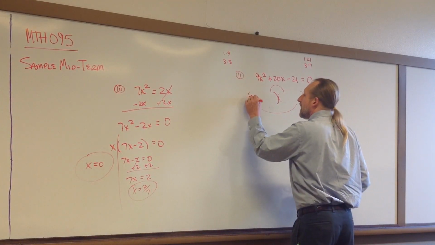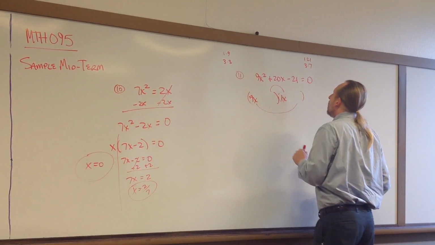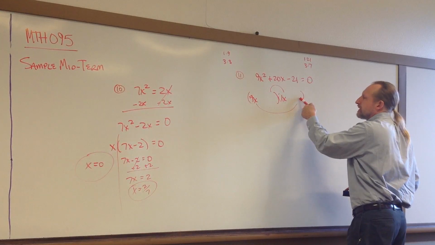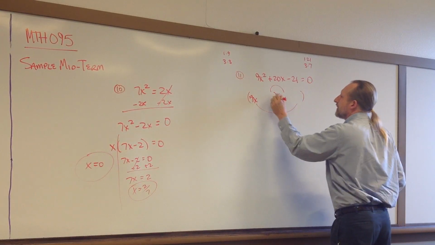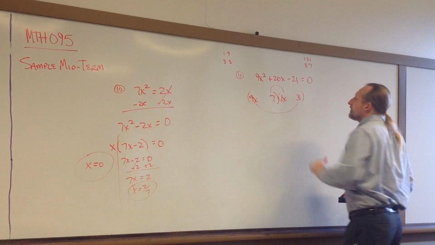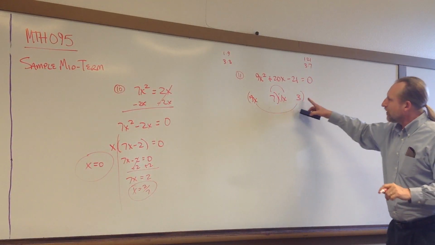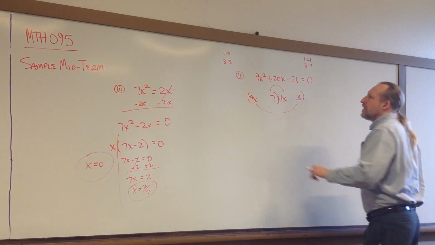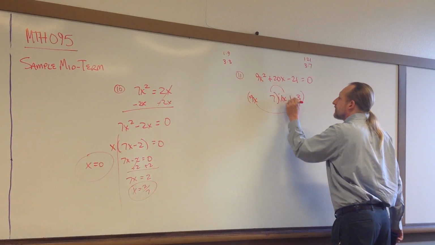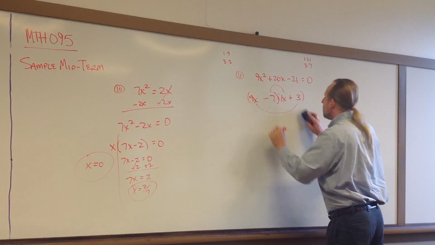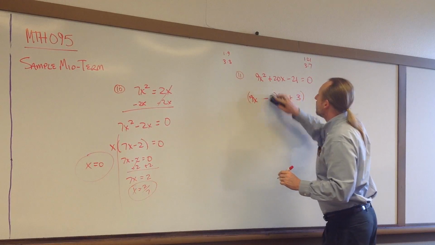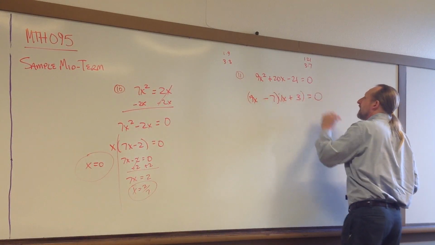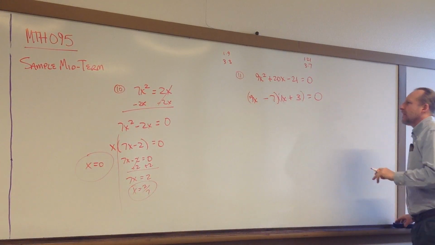Let's try the 9x times the 1x. I'm not going to put the 7 here because that's going to be 63. Let's put the 7 here and the 3 here. There's 27 minus 7. That gives us 20. So it's a positive 20, so we want the 27 positive and the 7 negative. And there we go. Now don't forget we're solving an equation, so we're not quite done yet.